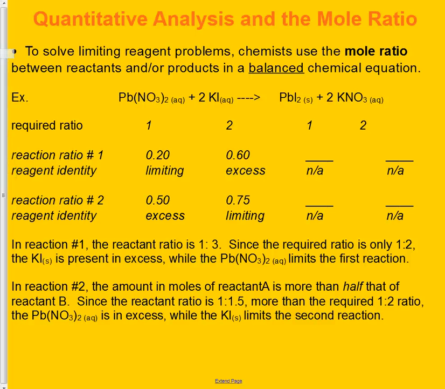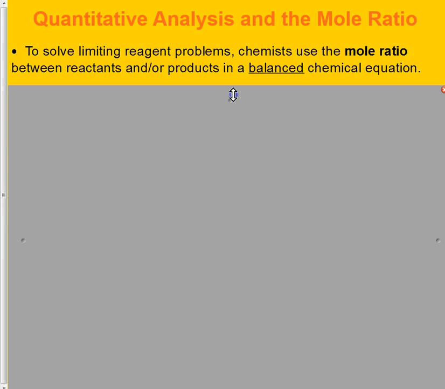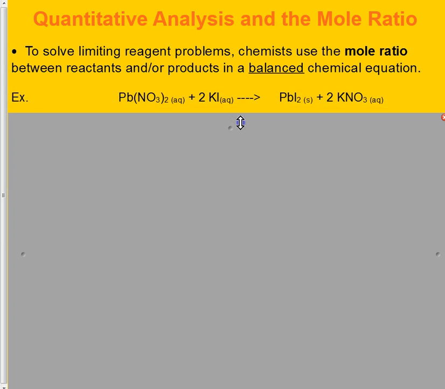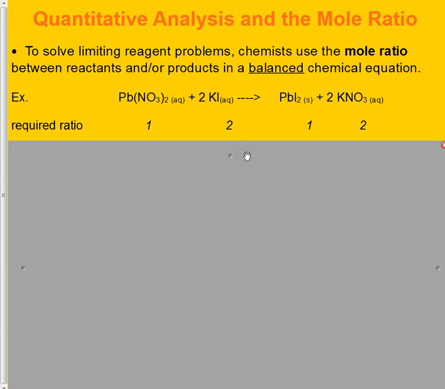Let's keep going with this example here. I'm going to look at how to determine which chemical is the limiting reagent and which is the excess. So we're going to use the mole ratio between reactants and products. We have to have a balanced chemical equation, so I'll use the same one that we've already introduced with the standard curve. And let's just state the mole ratio right up front. It's 1 to 2 to 1 to 2. So that's a balanced chemical reaction. And in this case, we have some scenarios here.